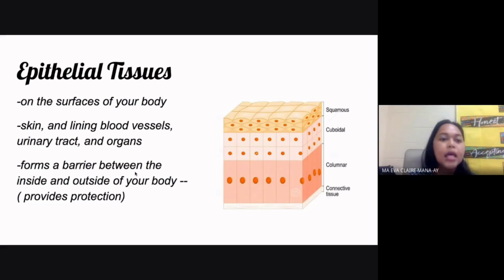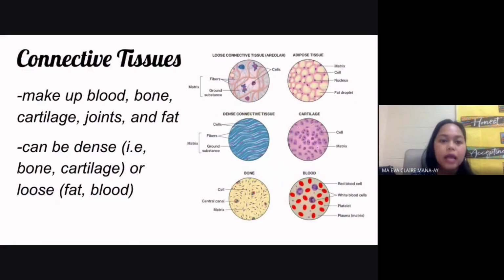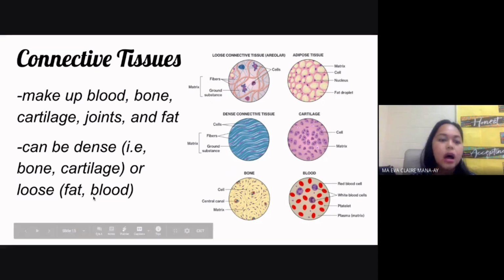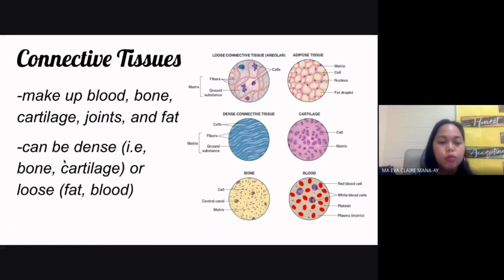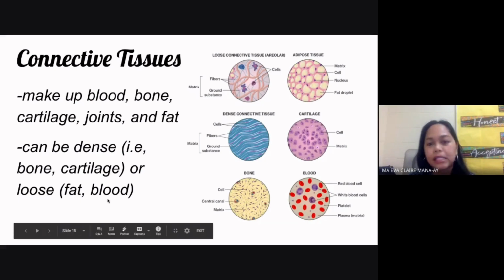Now, the third type of tissue that you have here is your connective tissue. This is your blood, your bone, cartilage, your joints, and fat. Okay, now sometimes your connective tissues can be dense. That means they're tightly packed. Examples for this would be your bone and your cartilage. Okay, so these are your dense connective tissues. Now, your loose connective tissues, examples for this would be your fat and your blood. Okay, so again, these are connective tissues, can be densely packed, your bones and your cartilage, or can be loosely packed. That is, your example here would be your fats and your blood.